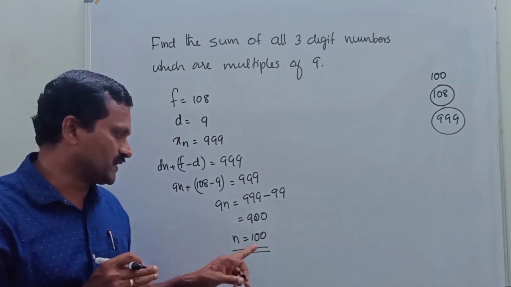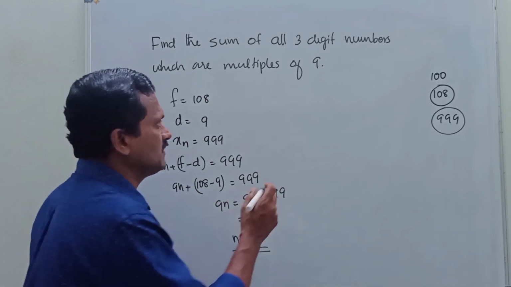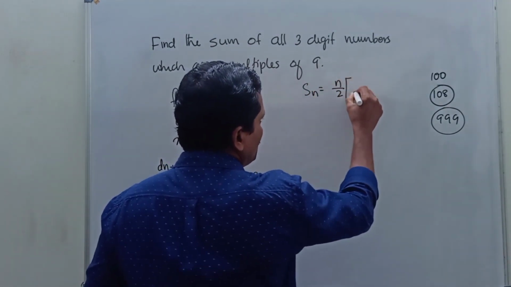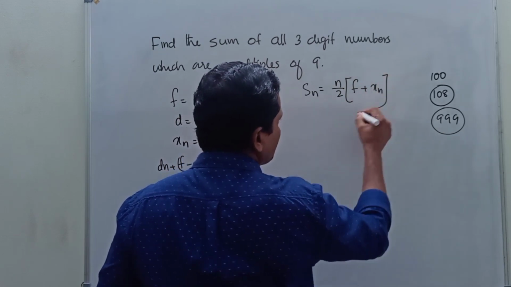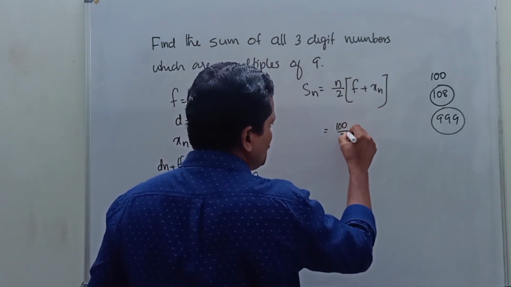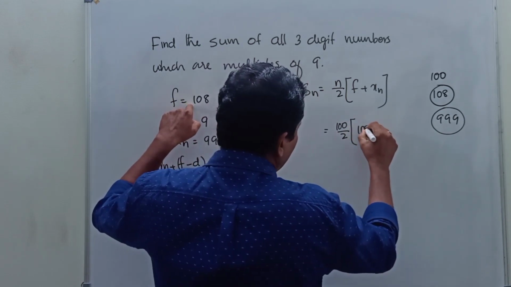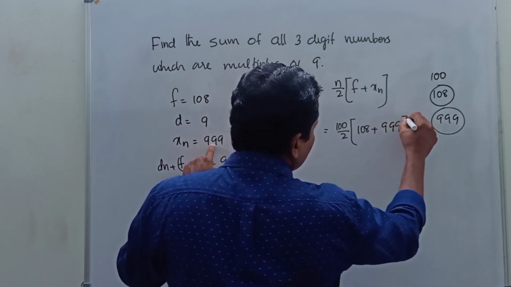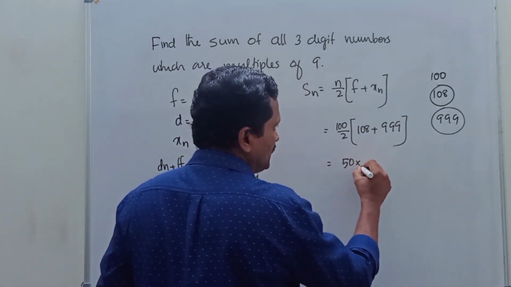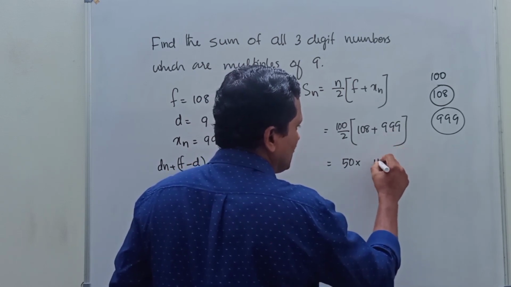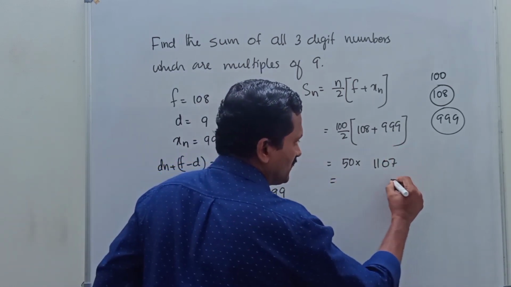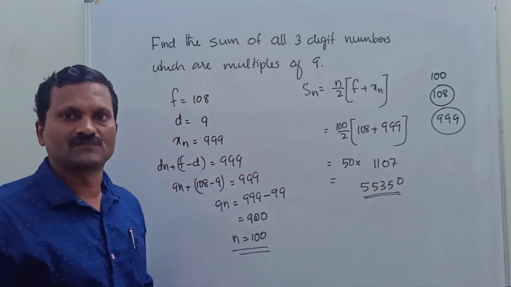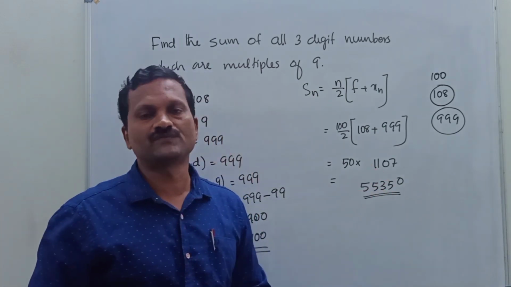Now, we have to find the sum of these 100 numbers. How to find the sum? Sn equal to n by 2 into f plus xn. That is 100 by 2 into f is 108 plus xn is 999. That is 50 into 1107. By multiplying, we got 55,350.